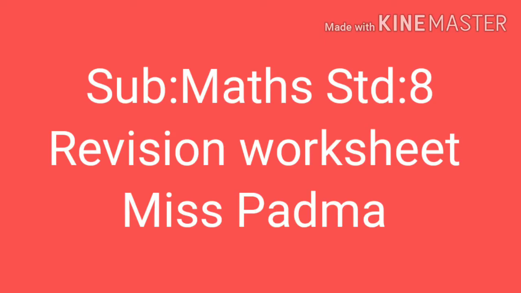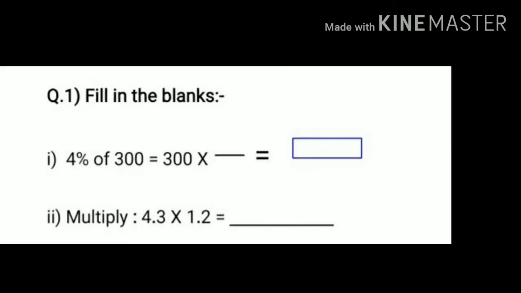In today's video, we will solve a revision worksheet of maths. Question number 1. Fill in the blanks. First one, children, 4% of 300. So, equal to 300 into 4%, which means, children, 4 upon 100. Here, children, 20 get cancelled. We get here, children, 12.